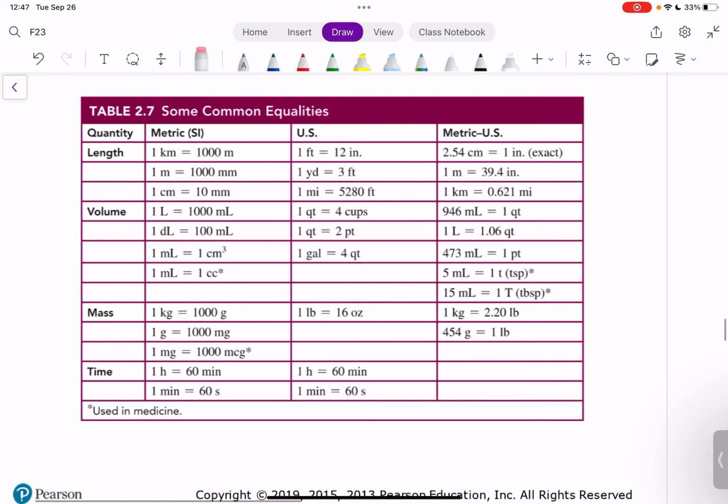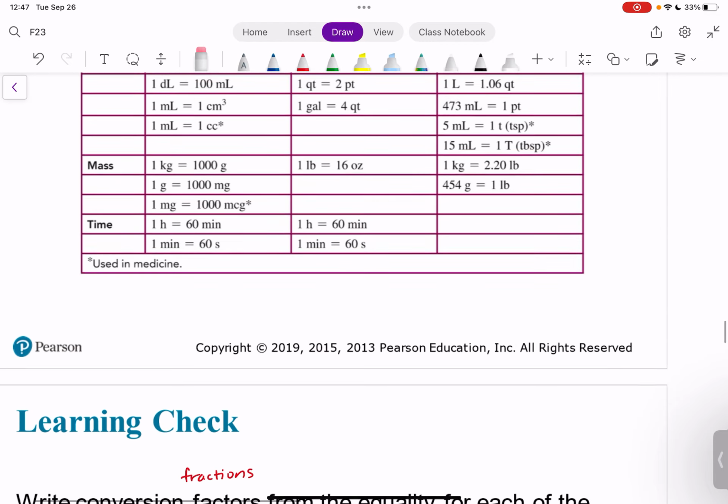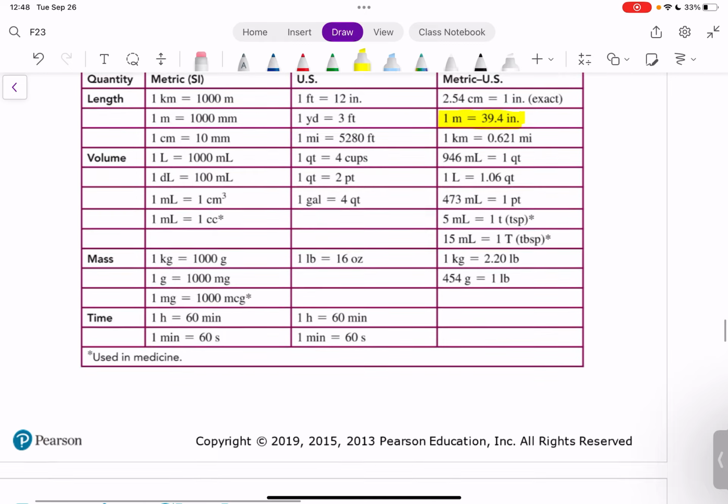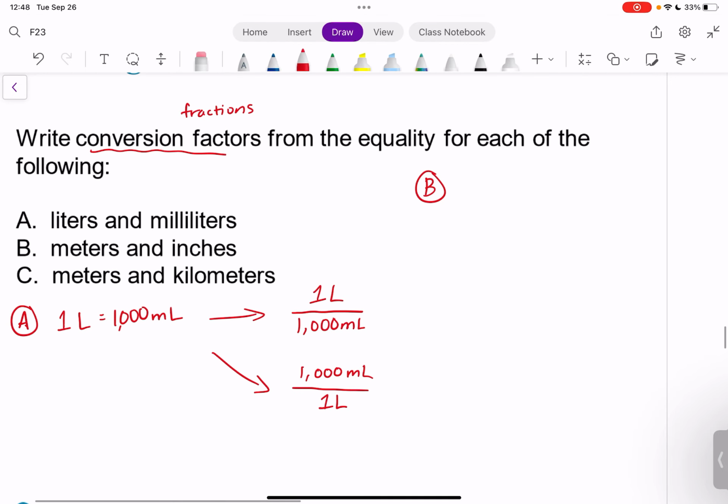So let's look up here to this chart I have. Oh, and I forgot what we're looking at, meters versus inches. So meters and inches. Do we see anywhere where we have meters and inches? Yeah, I see it right here at the top. So 1 meter equals 39.4 inches. So I'm going to write that down. That's my equality. So 1 meter equals 39.4 inches.